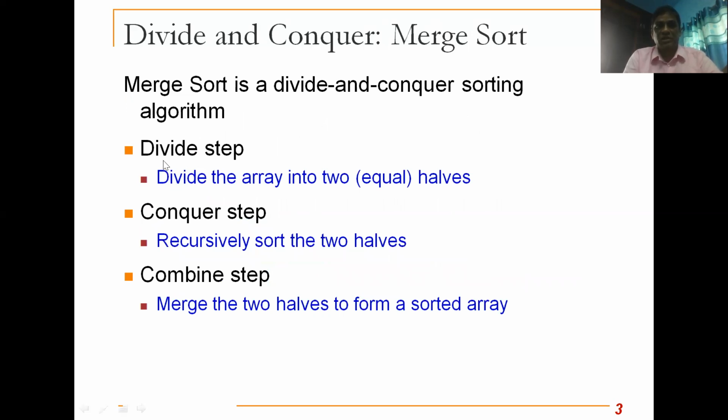It follows like this. In the divide step, it divides the array of elements into two equal or unequal halves. Sometimes the halves may not be equal. In the conquer step, it recursively sorts the two halves. That means there are two halves now. The first half is sorted using merge sort. The second half is sorted using merge sort. And finally, these two sorted halves will be merged together to form the original sorted array. These are the steps used in the merge sort algorithm in a broad view.